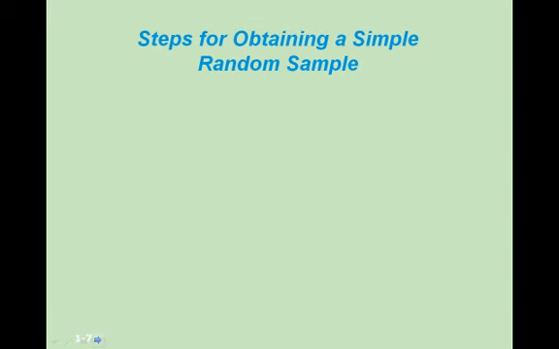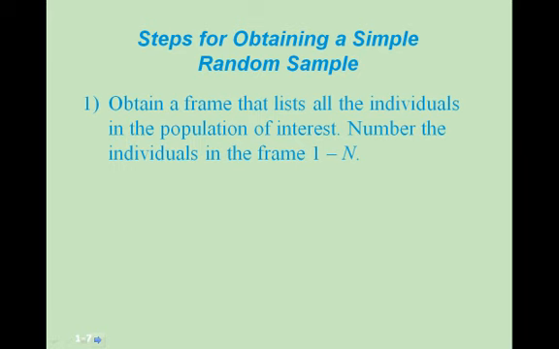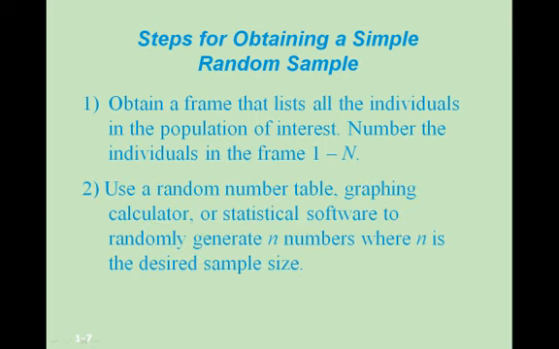Let's look at some steps for obtaining a simple random sample. First, we want to obtain a frame that lists all the individuals in the population of interest, and we'll number the individuals in our frame from 1 to N, where N is the size of the population we're interested in. Secondly, we use a random number table, a graphing calculator, or statistical software to randomly generate n numbers, where n is the desired sample size.